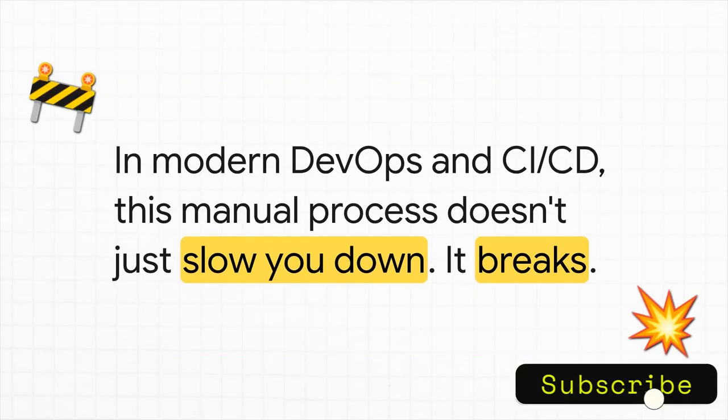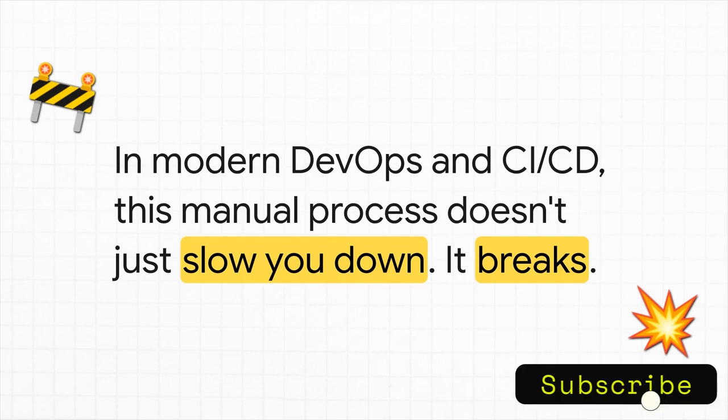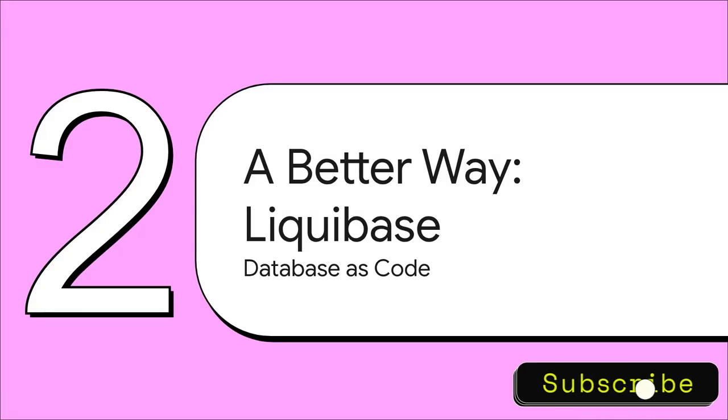And look, in today's world of super fast development, of CI/CD pipelines, this manual approach isn't just a bottleneck. It's a total showstopper. It's a huge risk that can bring your entire delivery pipeline to a grinding halt because it just can't keep up. It can't scale. So how do we fix this whole mess?